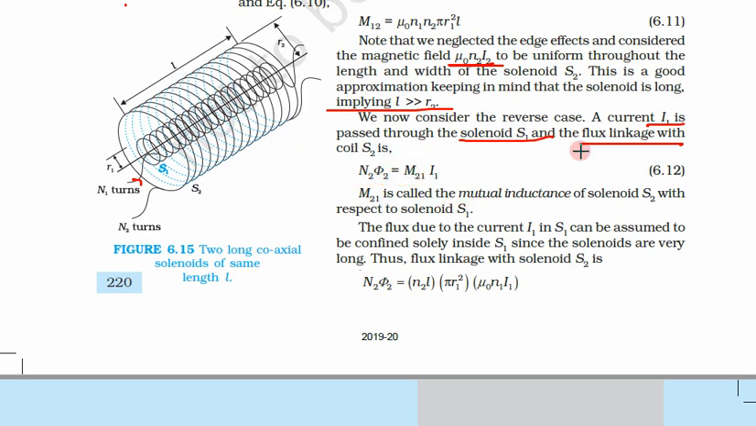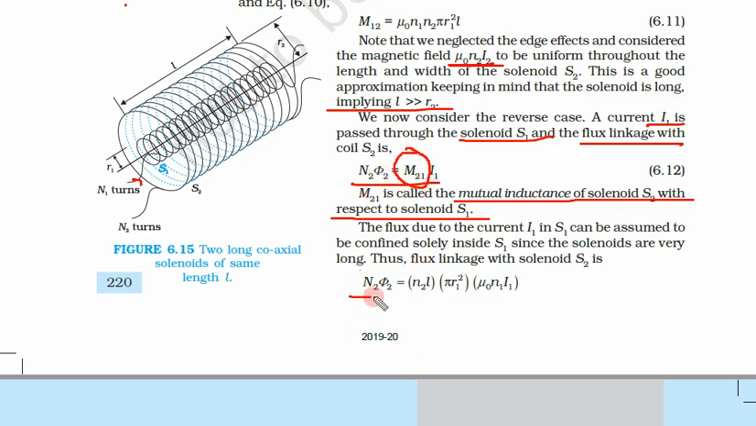What is this constant? This constant is converting this current into linked flux for this outer coil, where M21 is called the mutual inductance of solenoid S2 with respect to S1. Please remember this 2-1. So this is the mutual inductance of 2 with respect to 1. Previously it was M12, that means the mutual inductance of 1 with respect to 2. Now let us calculate. Again, the same thing, we will try to calculate this M21.